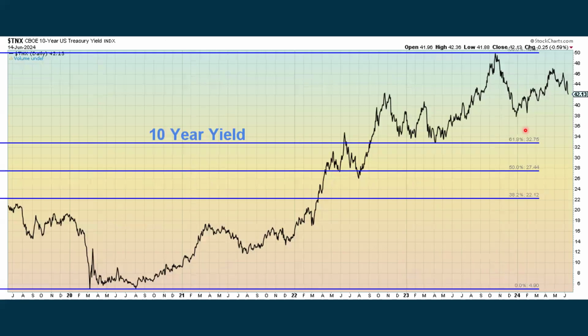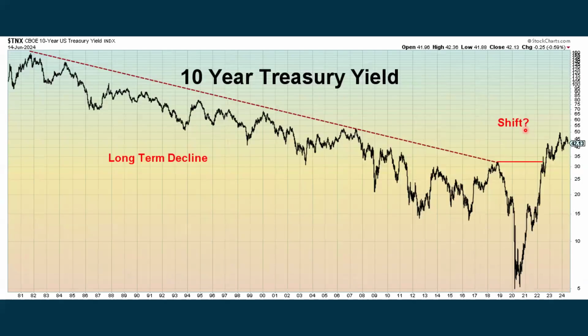We look at the 10-year yield and put some Fibonacci studies on here. We're just kind of in between these different levels. And in the daily videos, this is the chart I was talking about when we, for 40 years, were in a lowering interest rate environment. Now it looks like that could be shifting over to a higher interest rate environment.